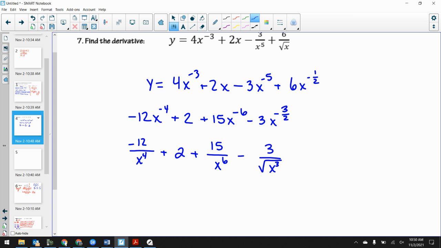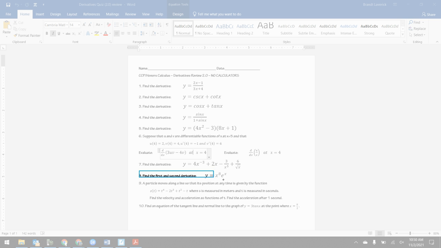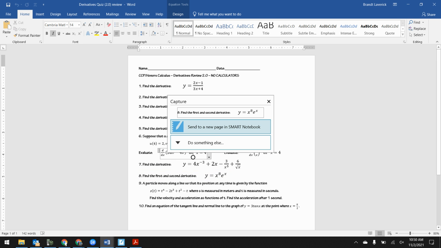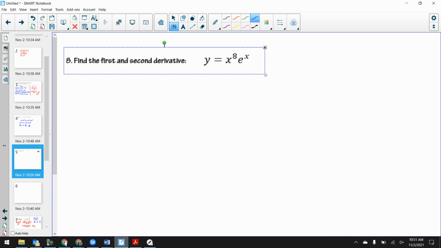Okay, let's keep going. Find the first and second derivatives of these things. Find the first and second derivative. Ooh, this is fun.